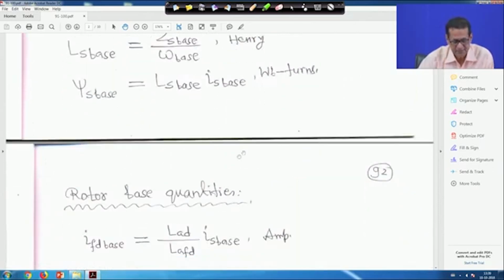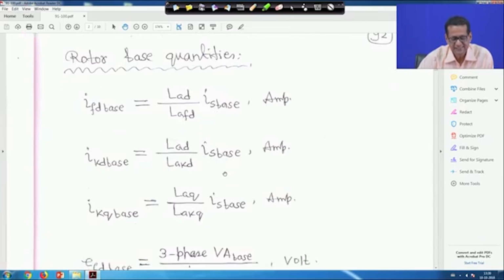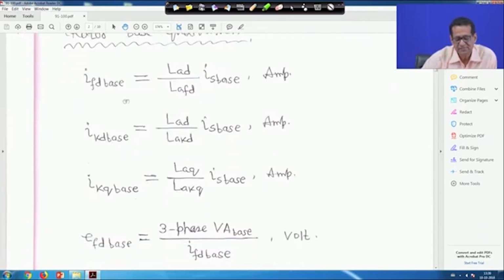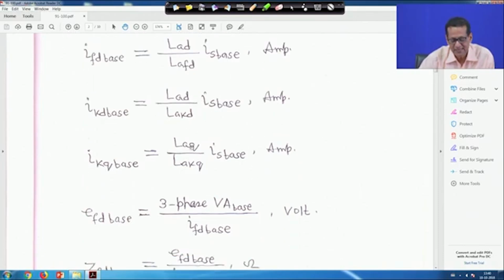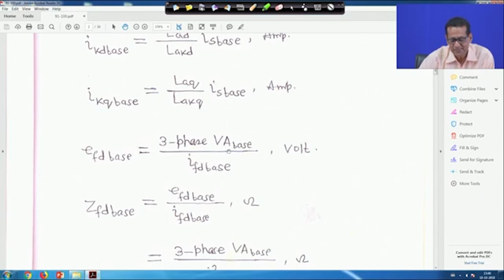Next, rotor base quantities. This is a summary which will help you to solve numericals. IFD base will be LAD upon LFD into IS base in ampere. IKD base will be LAD upon LAKD into IS base in ampere. IKQ base will be LAQ upon LAKQ into IS base in ampere. EFD base will be 3 phase volt ampere base upon IFD base, in volt.